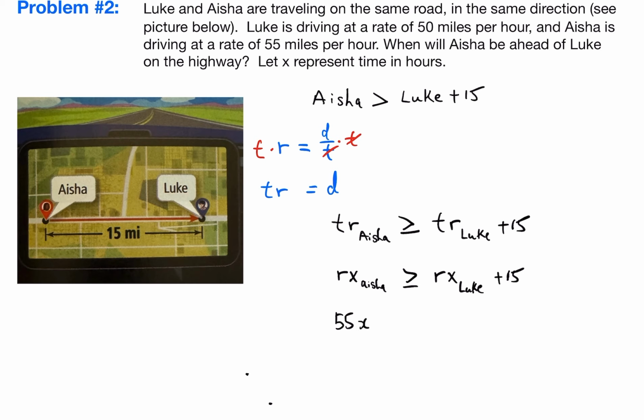We don't know what x is. Actually, we don't need to write that anymore. 55x, where x is our time, has to be greater than or equal to Luke's rate. What is Luke's rate? We're told that he's driving at 50 miles per hour. So that's going to be 50 times x, plus 15.